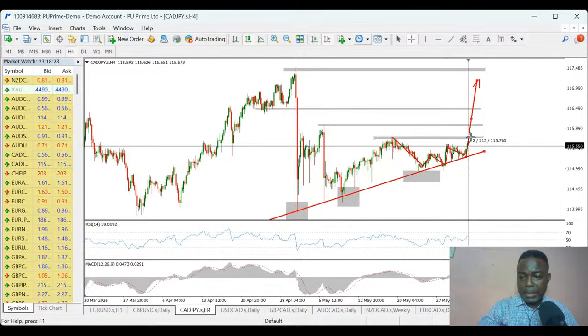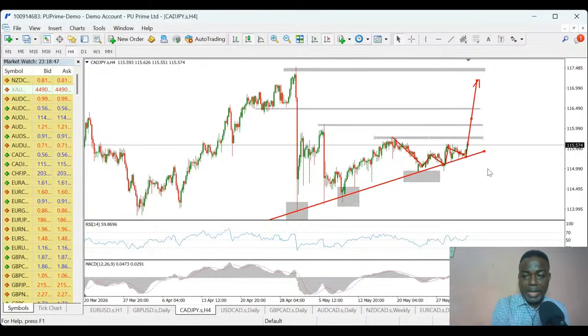The first level could fetch us just around some 20 pips on average. The next level can fetch as much as 50 pips, the next one as much as 90, and the biggest one of it all, as much as close to 190 pips, thereabout. So I'm very bullish on the CAD JPY.